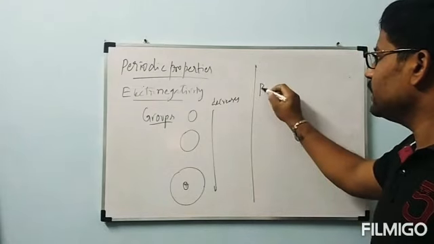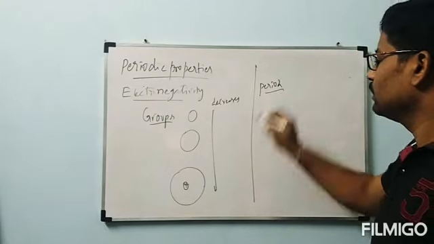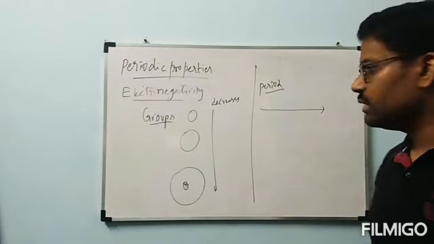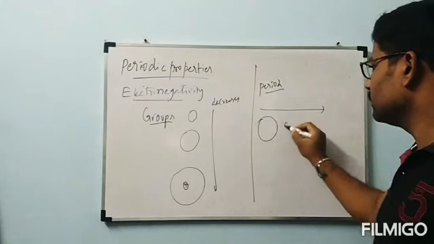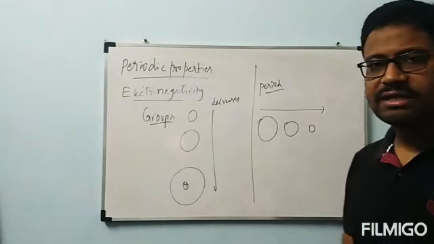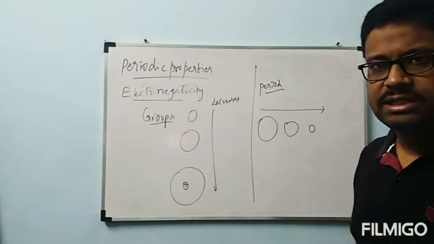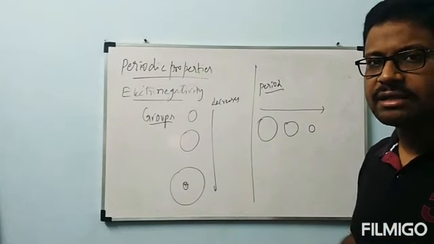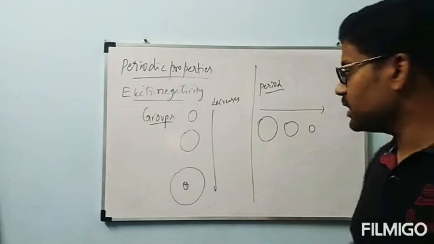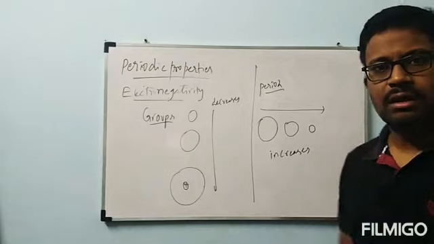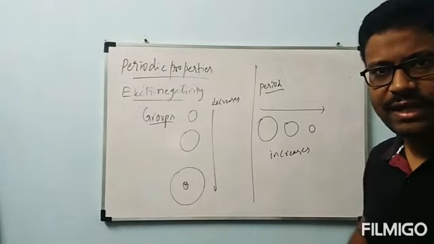Next, coming to period. In a period, left to right, what happened to size? Decreases. When size decreases, the distance between nucleus and outermost shell decreases. Because of that, the nucleus can attract the outermost electrons effectively. Because of that, electronegativity increases. Here there are no exceptions.